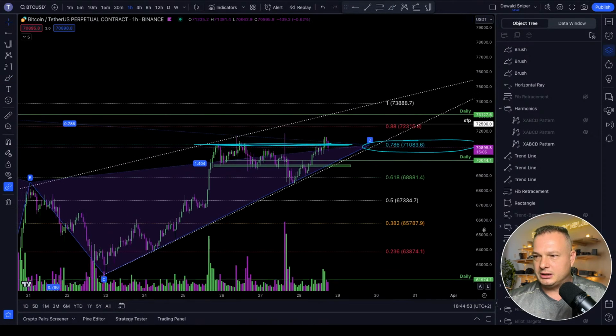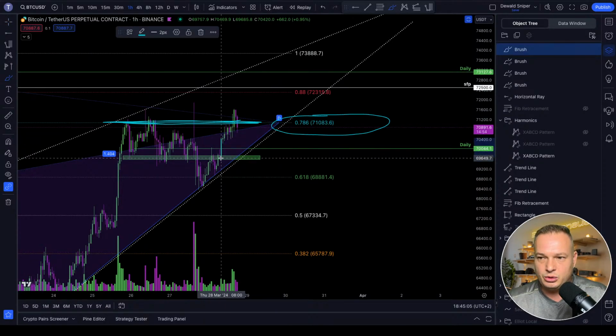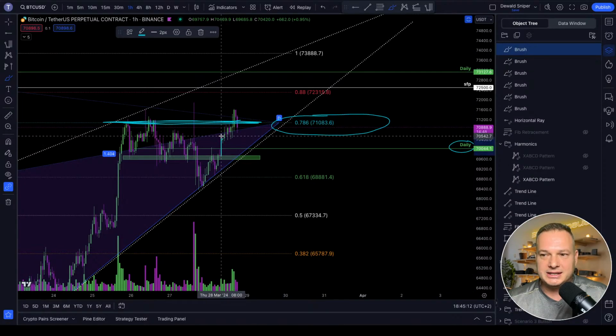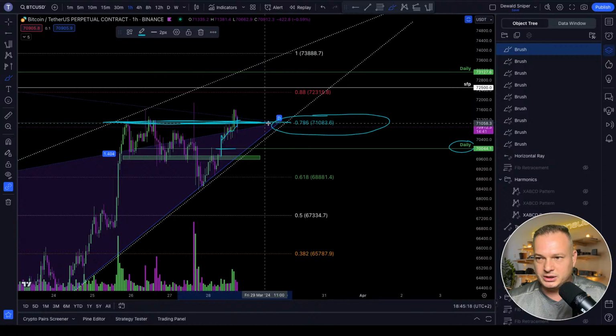Let me just zoom in here, show everyone. We broke through this daily with a solid closing candle above the daily, which equals bullish momentum to the upside, which we got today. So as soon as I saw this closing candle above the daily, which should have acted as resistance, we broke resistance and flipped it into support, we got continuation here to the upside. But we are still struggling with the 0.786 level.